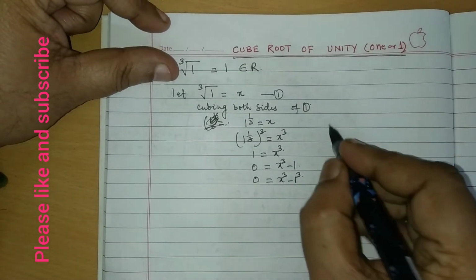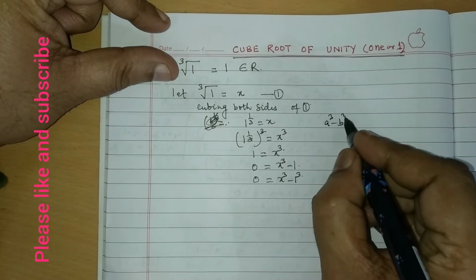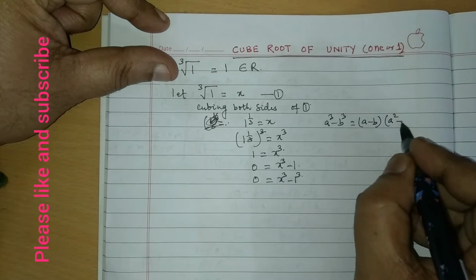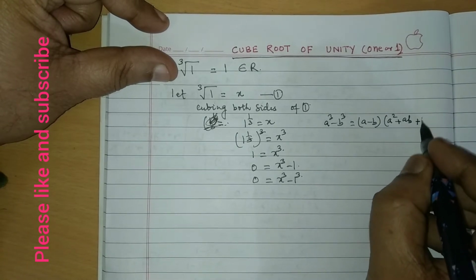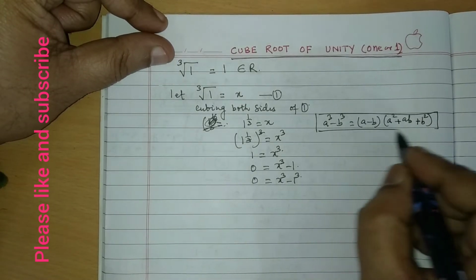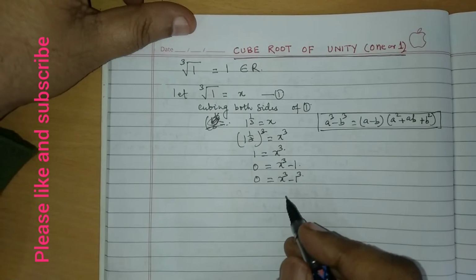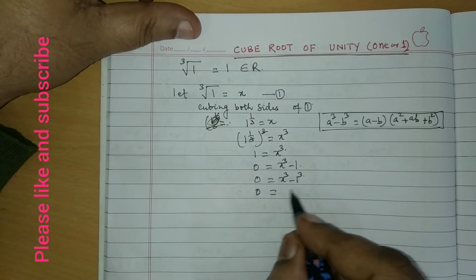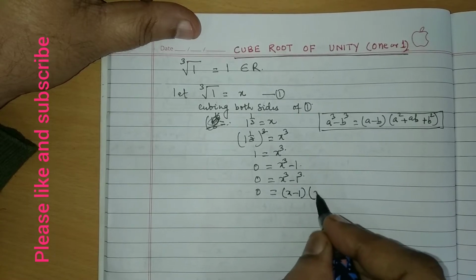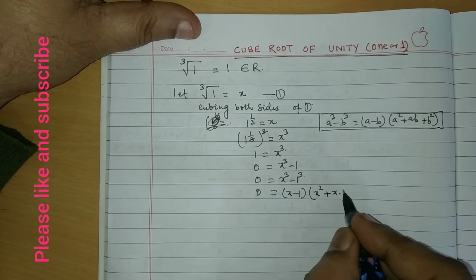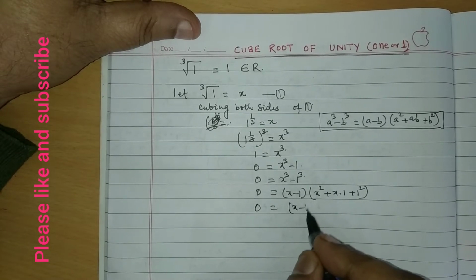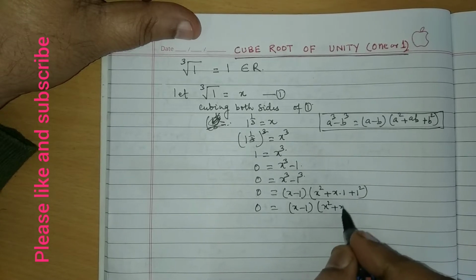You know that in algebra, a cube minus b cube is equal to (a minus b) times (a square plus ab plus b square). It is taught in class 8 in the CBSE board, and ICSE also. So we can write 0 is equal to (x minus 1) times (x square plus x into 1 plus 1 square), that is, (x minus 1) times (x square plus x plus 1).